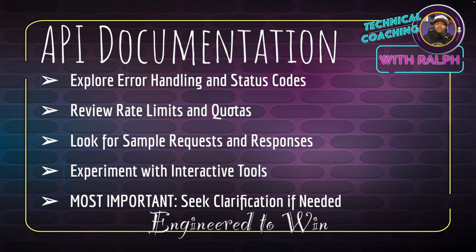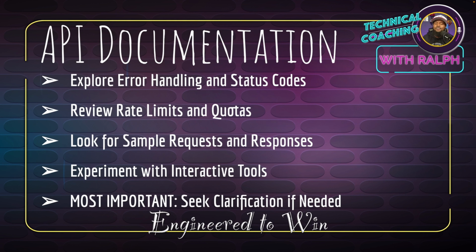So also you want to review the rate limit and the quotas. That should be in the documentation. How many requests can you send out at a particular time, and what will throttle a user, things like that. Then you want to look for sample requests and responses. So that's what you're going to be using to see if the API is working correctly, by making these sample requests, and things like that. And then experiment with interactive tools.